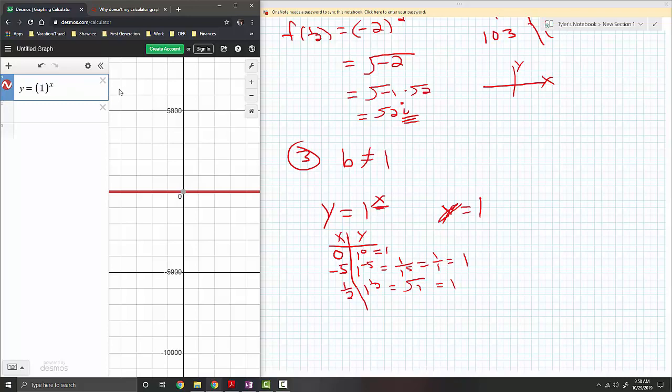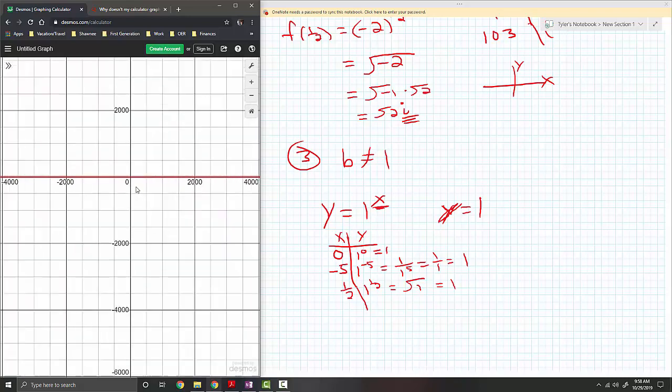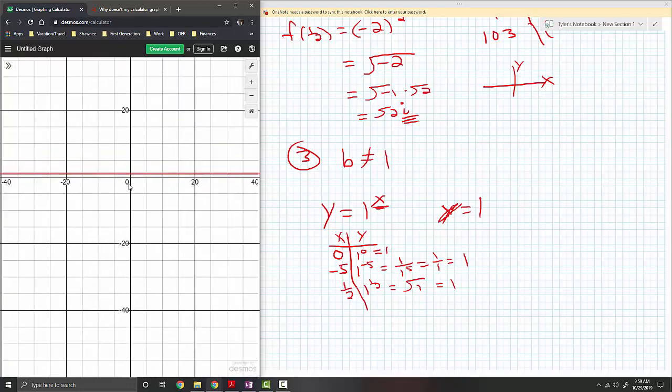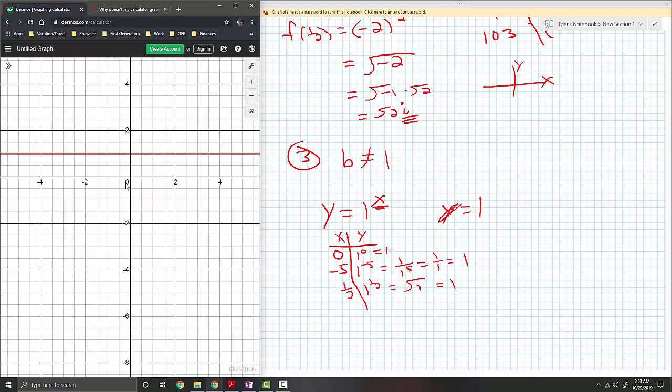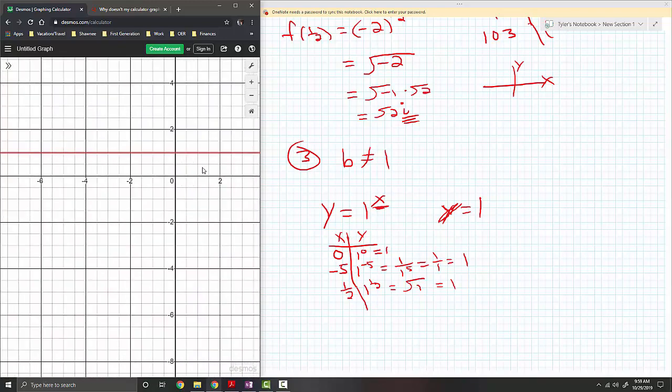what that looks like. And let me zoom back in. I was zoomed way out. All right, so now that I'm zoomed back in, you can see that we get what we expected. y equals 1 to the x is simply the same thing as just y equals 1. We get a flat horizontal line for a collection of all the same points with the y coordinates of 1.